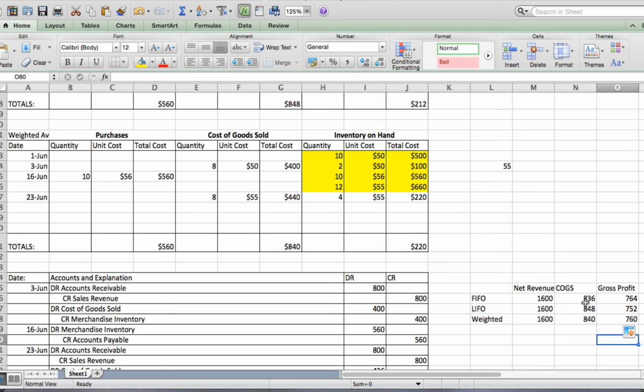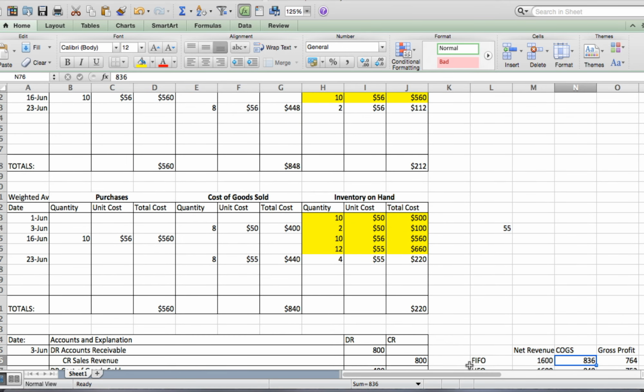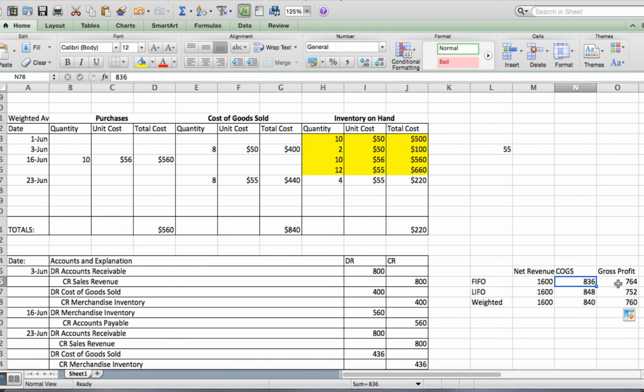So this is what we would expect. If we have lower cost of goods sold, we're going to have higher gross profit, and in turn, higher net income. So that's what question 3 is asking here, or 4. Which method maximizes net income? Well, the method that has the highest gross profit maximizes net income. So that's FIFO followed by weighted average followed by LIFO. The opposite is true for which one minimizes income tax, because the higher income you have, the higher your tax is. So which one minimizes income tax? The lowest gross profit. So LIFO followed by weighted average followed by FIFO.